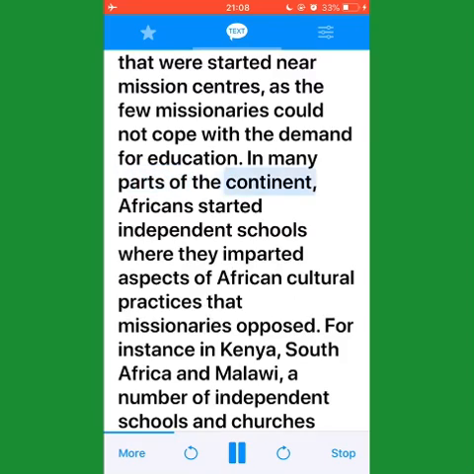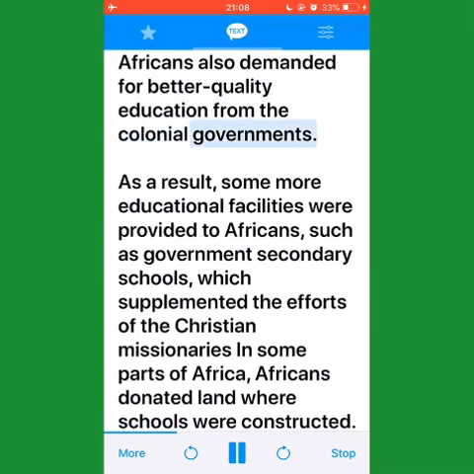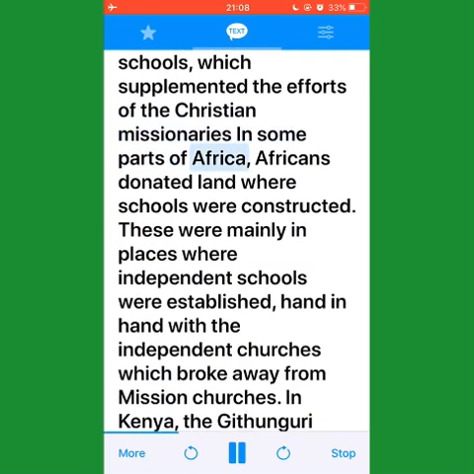In many parts of the continent, Africans started independent schools where they imparted aspects of African cultural practices that missionaries opposed. For instance, in Kenya, South Africa, and Malawi, a number of independent schools and churches were started. Africans also demanded better quality education from the colonial governments. As a result, some more educational facilities were provided to Africans, such as government secondary schools, which supplemented the efforts of the Christian missionaries in some parts of Africa.